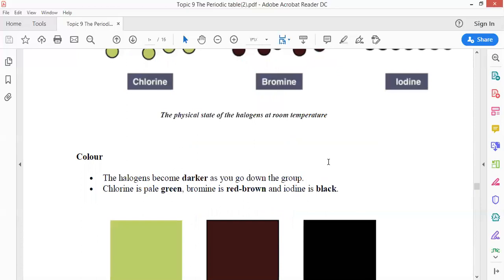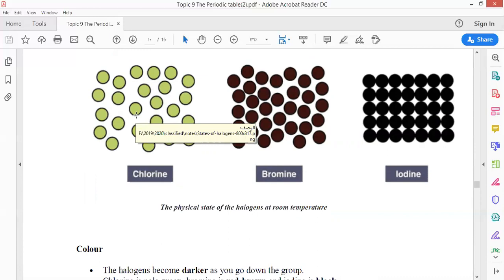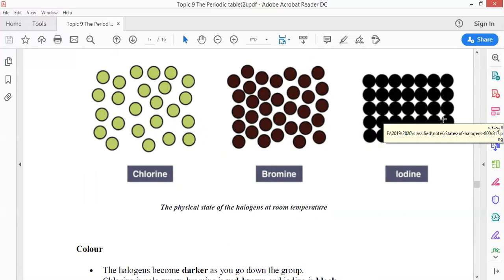Even in physical state, as you're going down, you are moving from gas for chlorine, liquid for bromine, to solid for iodine, which is a black solid.